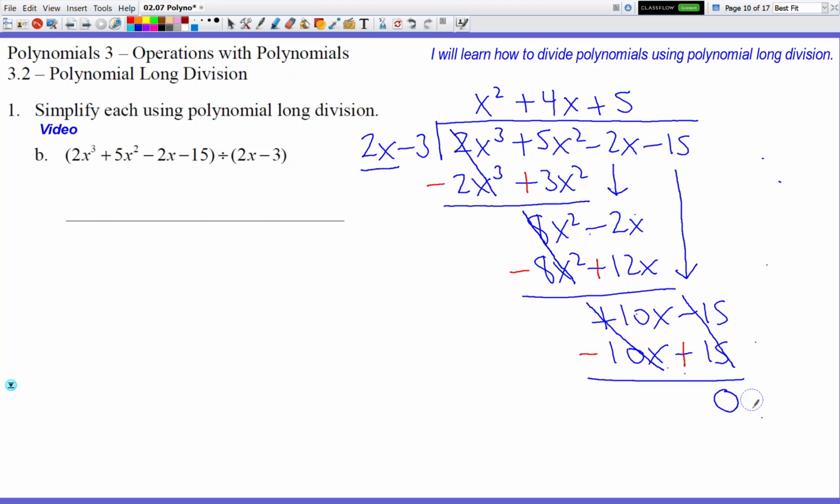Okay, we don't leave you guys any remainders for any of the problems on this homework tonight. Okay, everything's going to be a 0 when it all ends. So if you're not getting a 0, like I said, you're doing something wrong. So make sure you check your work. All right? So this final answer is x squared plus 4x plus 5. Okay? All right, I think one last problem.